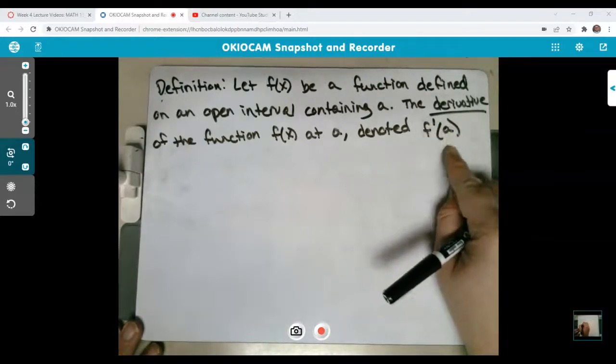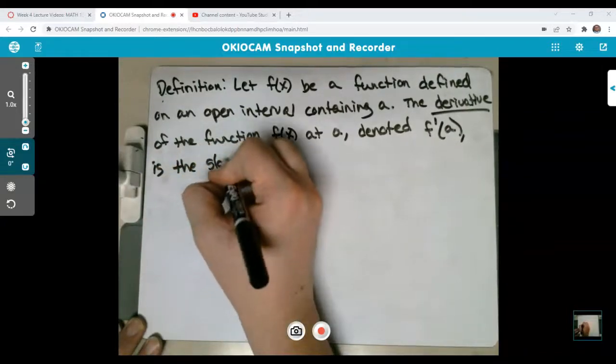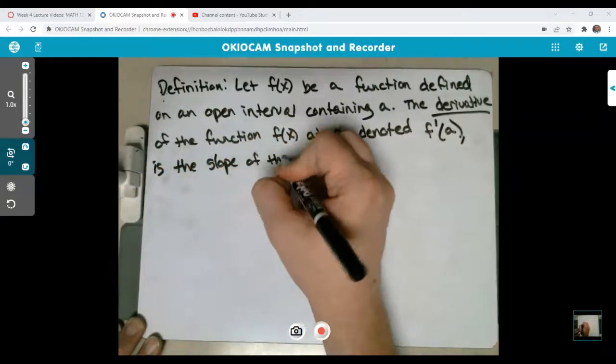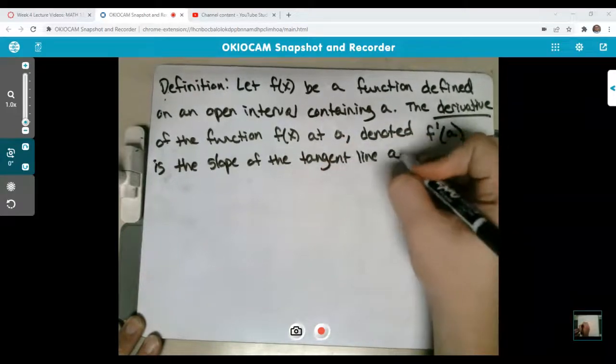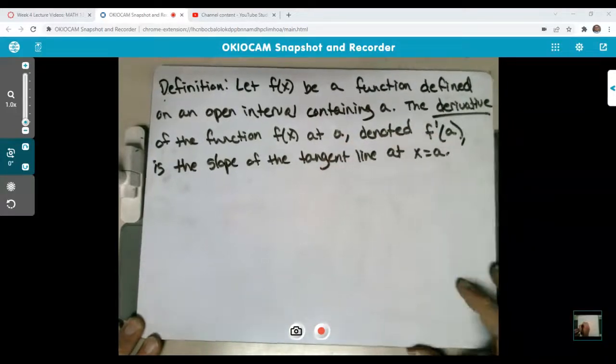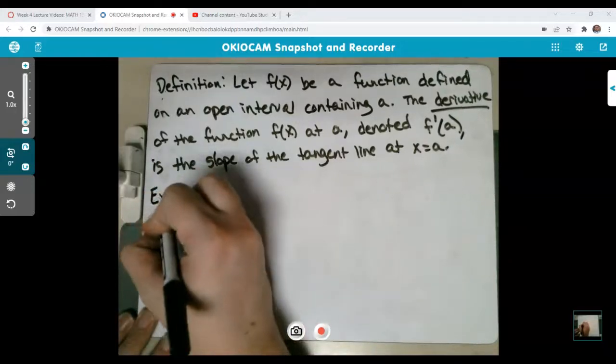F prime a is the slope of the tangent line at x equals a. So this slope we have done is called the derivative. The derivative is the slope of the tangent line. So let's do some examples.